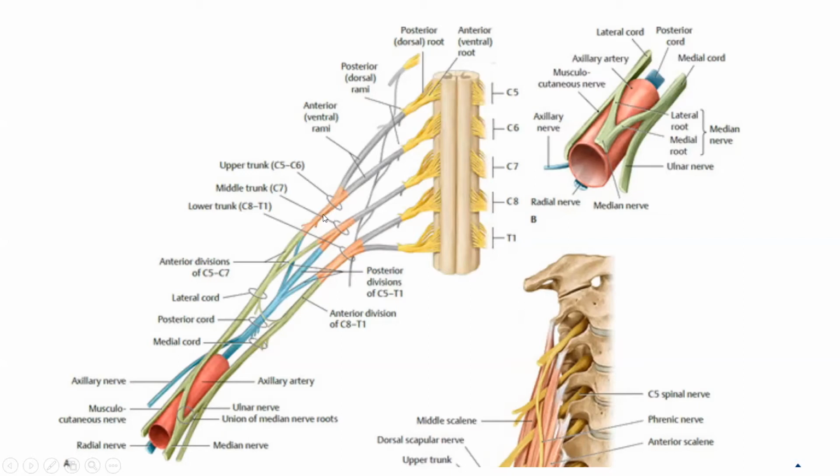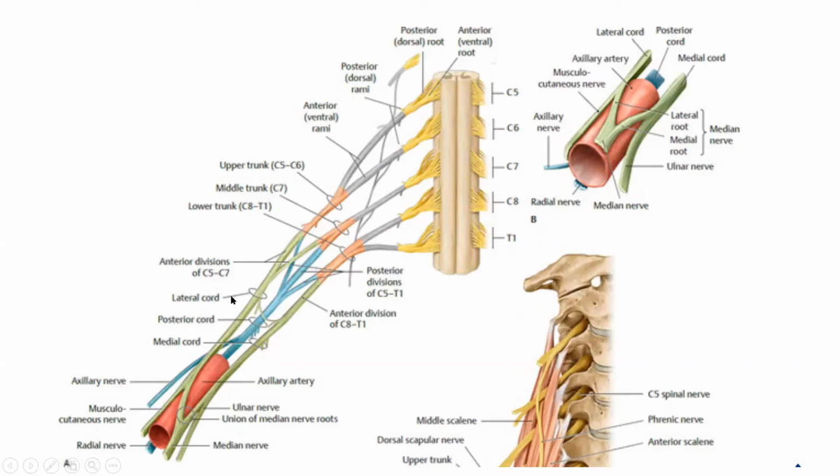Then each trunk of the brachial plexus divides into an anterior division, determined here as a green color, and a posterior division, determined as a blue color. So each trunk divides behind the clavicle into anterior and posterior divisions. Then the joining of some of these divisions makes the cords. The cords you can find at the axillary region.